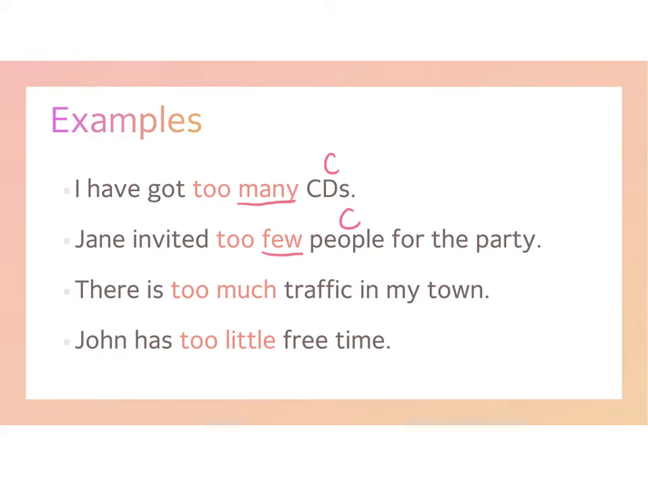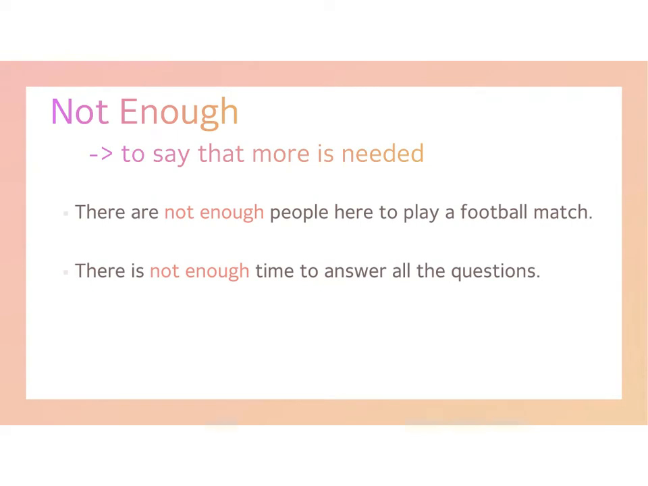Number 3, there is too much traffic in my town. The word much is used to modify the noun traffic, and traffic is an uncountable noun, so we will use too much. And last one, John has too little free time. The word little is used to modify the noun time, and the word time is an uncountable noun, so we will use little.